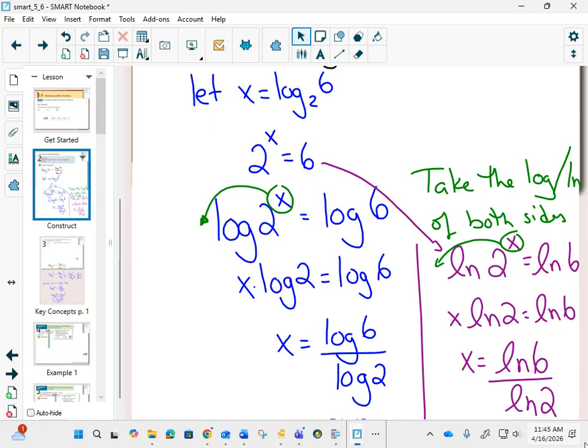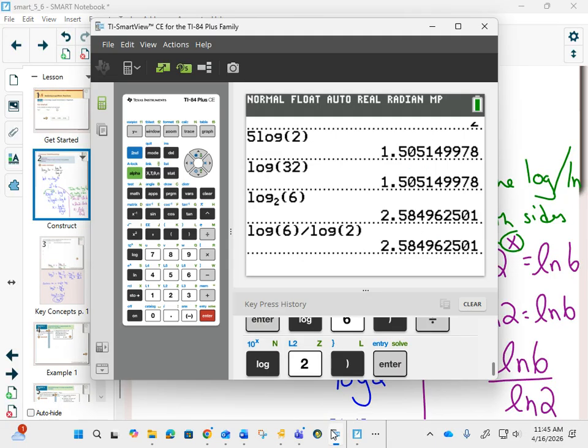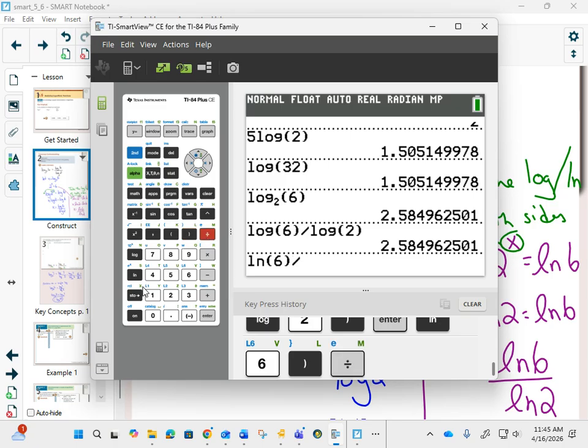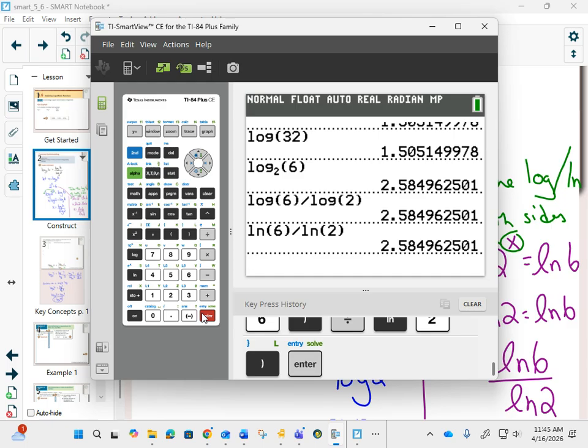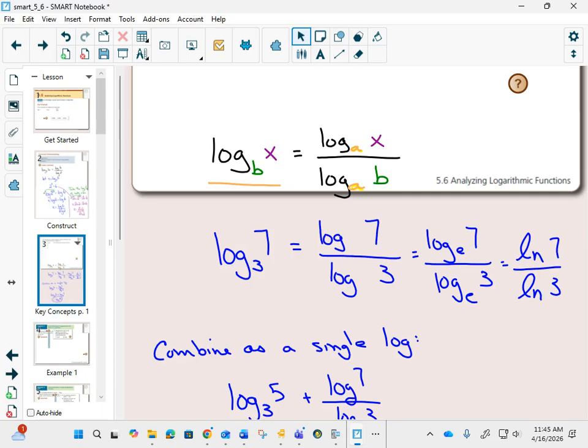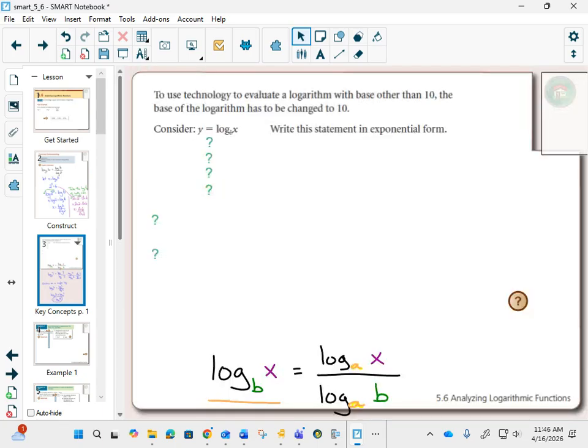I am curious. I'm going to take out my calculator. I figured out log base 2 of 6. I did log 6 divided by log 2. I'm going to do natural log of 6 divided by the natural log of 2. And sure enough, I get the exact same answer. Fascinating. This is called the change of base theorem.